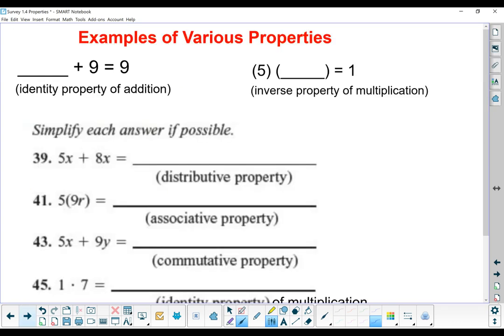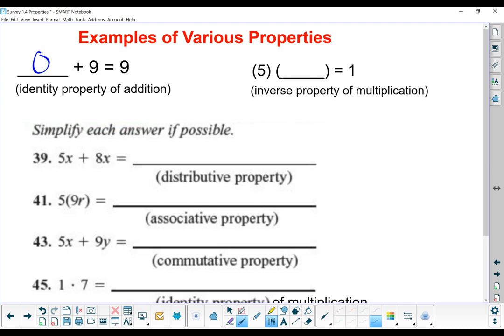Examples of various properties. This is kind of a few more properties that we've learned back in previous years. Identity property. Well, I know addition, if I'm going to add something, wonder what I should add to 9 to get 9. Obviously a 0, right? So 0 plus 9. That's the identity property. I get identical to what I started with when I finish.